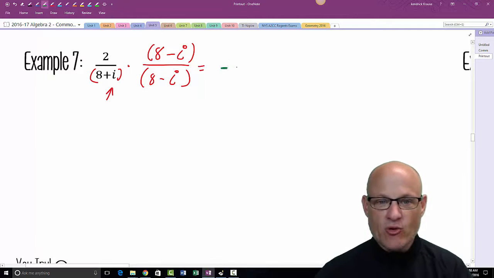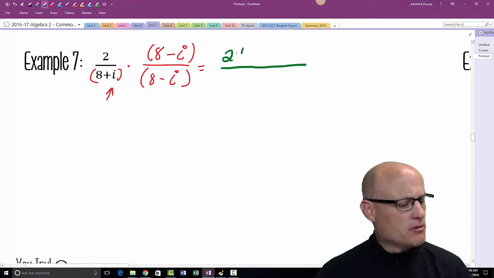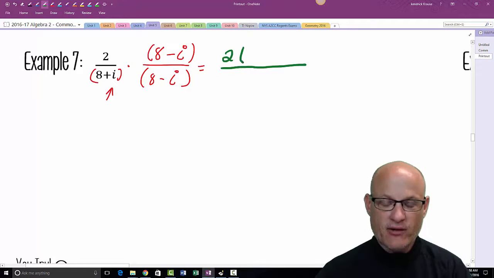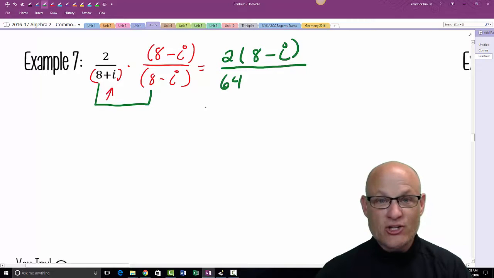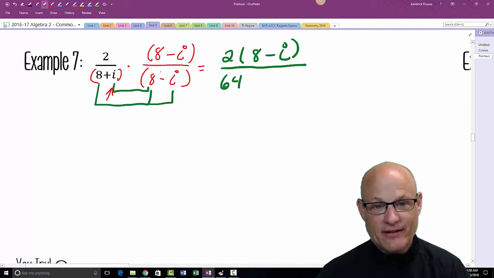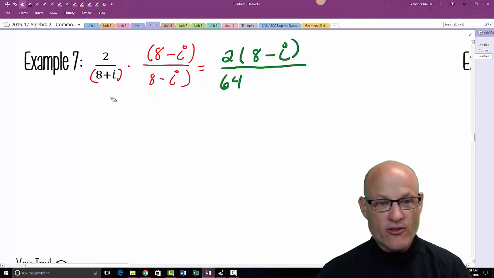All right. In the numerator, we do not distribute. I'll show you why in this problem. So I end up with 2, 8 minus i. Now the denominator, it's 8 times 8, which is 64. Now I could do the middles, but they're going to cancel the same way. This is negative 8i. This is positive 8i. I'm not going to do it. So now the only thing I have to multiply is the i's.